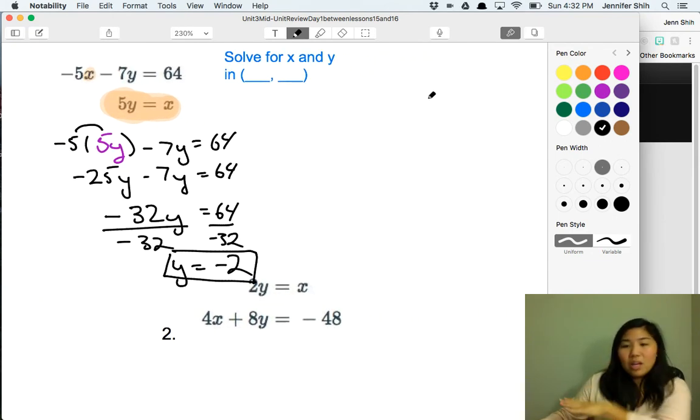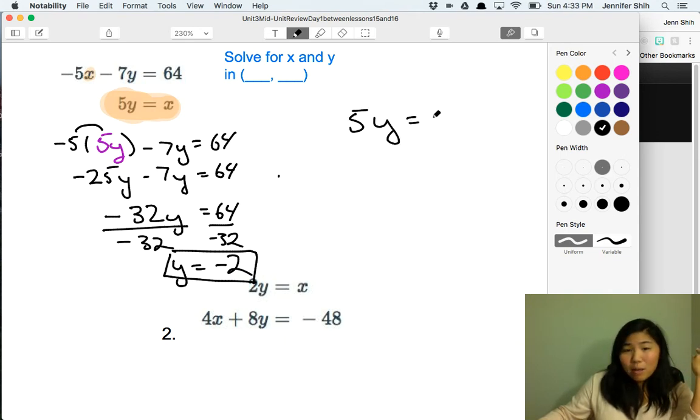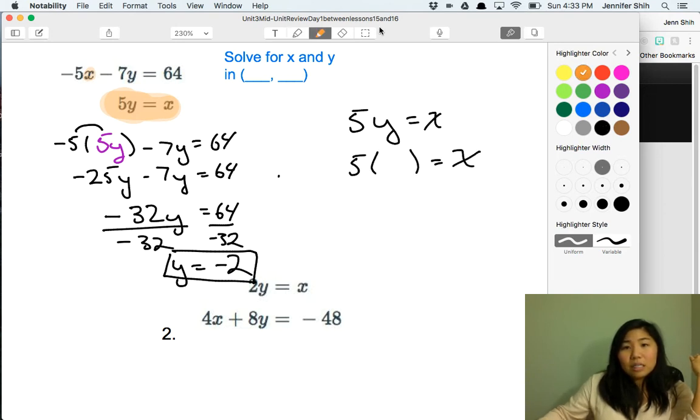Now what do we do? However you need to write this in your notebook, you need to write that we are going to substitute negative 2 back into one of the equations. I usually just pick the shorter equation, especially if there's a fraction. I don't pick the fraction one because I want to do this efficiently. So 5 times something is equal to x. Now my y value is negative 2, so I'm going to plug it in right over there.